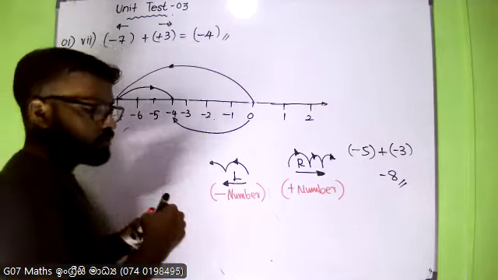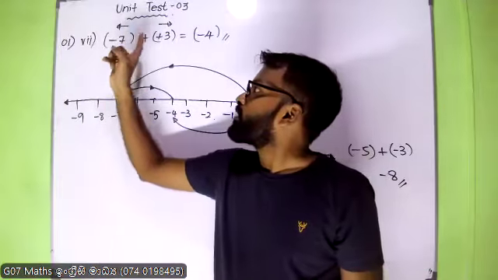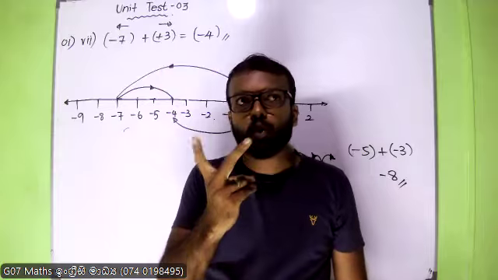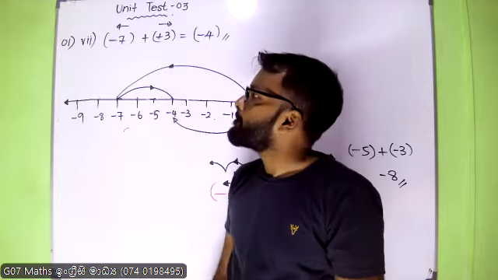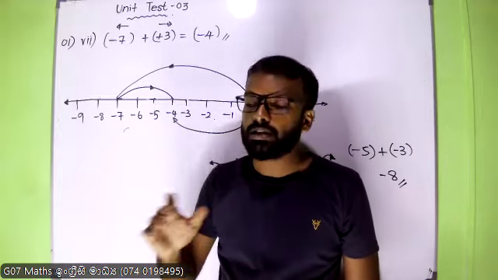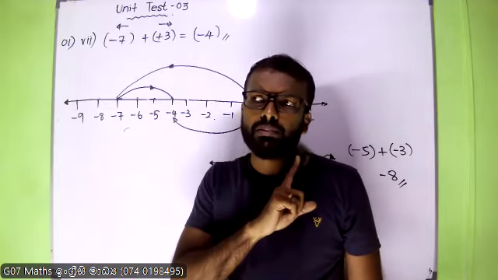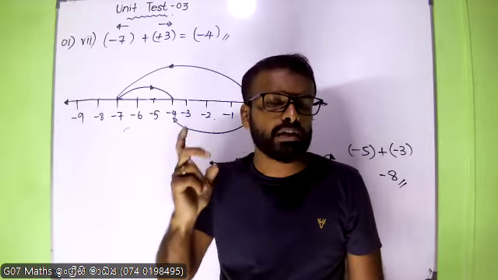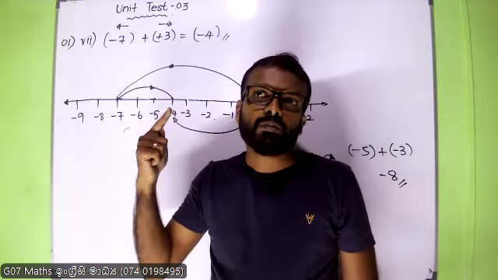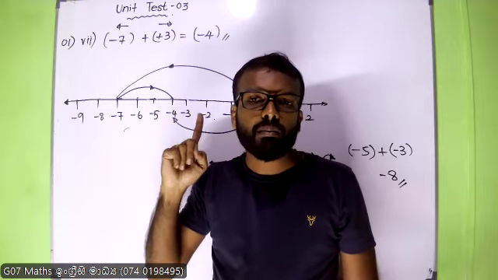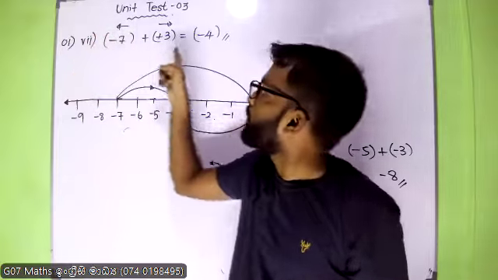So if I use the previous easy method: negative 7, positive 3. Two directed numbers, two different signs. Just forget the signs. Now I have 7 and 3. What is the biggest number? 7 is the biggest number. Now get the subtraction. 7 minus 3? 4. How do I decide the sign of my answer? By looking at the biggest number's sign. 7 is minus. So my answer is minus.